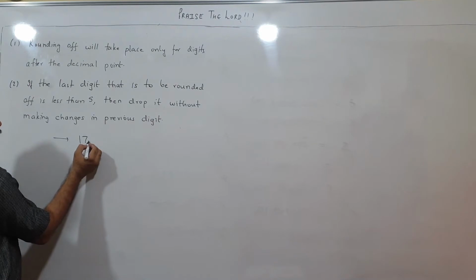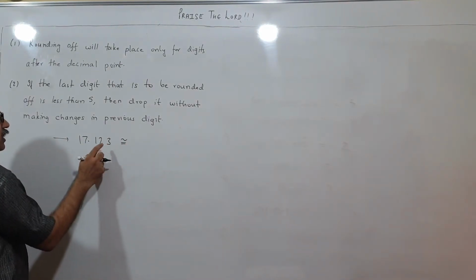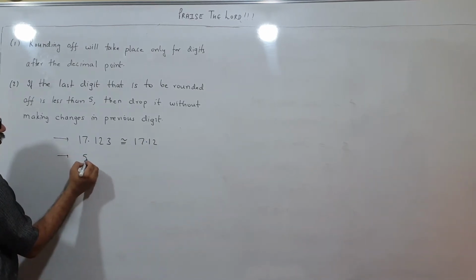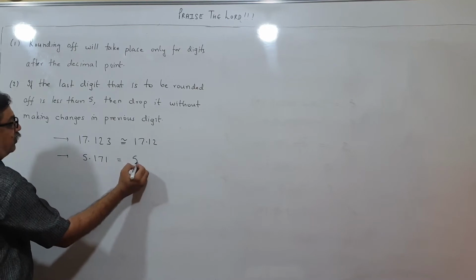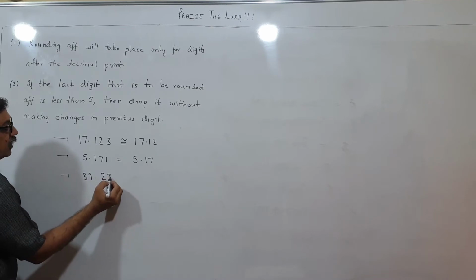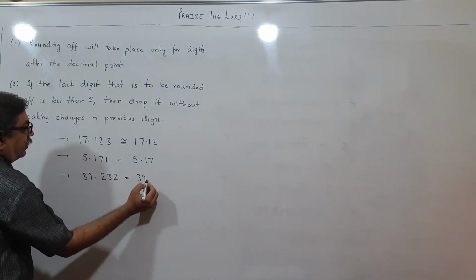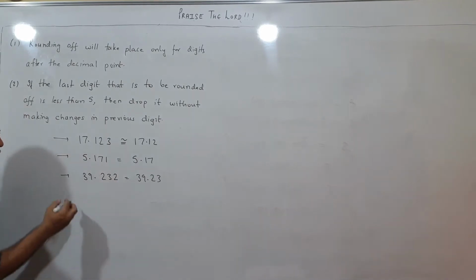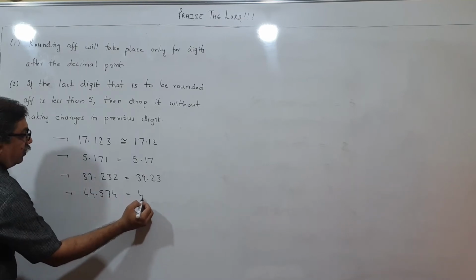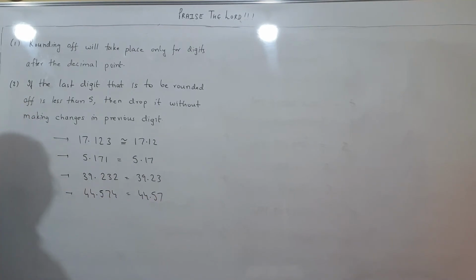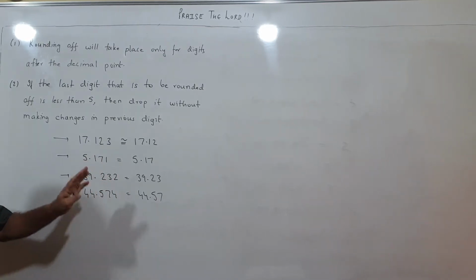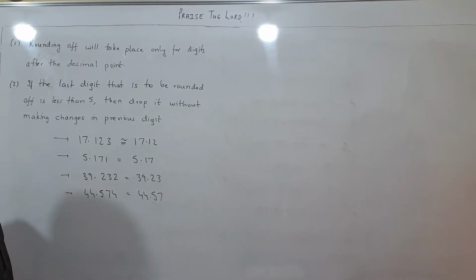Supposing there is 17.123, so this 3 is less than 5, I will write it as 17.12. If I am having 5.171, so that can be written as 5.17, 1 will be dropped off. 39.232, that will be 39.23, I'll drop 2. If it is 44.574, so this can be 44.57. So if the digit is less than 5, 1 or 2 or 3 or 4, then it can be dropped off without making changes to the previous digit.